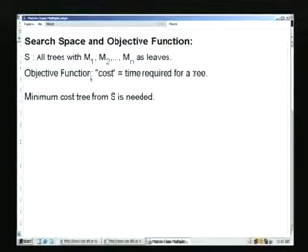Our objective function is going to be a cost. We call it a cost because that is something that we want to minimize. So, our cost is going to be the time required for a tree, and we have already seen how we calculate this time. So, our goal is to find the minimum cost tree from this S.